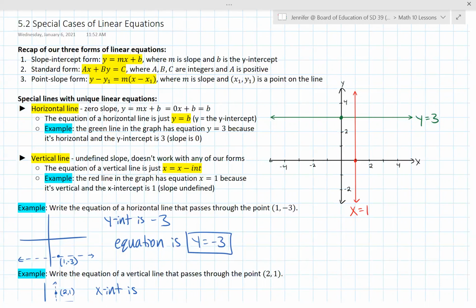You could also go right to your answer if you know it's a horizontal line and it's going through a point, just take this y value there.